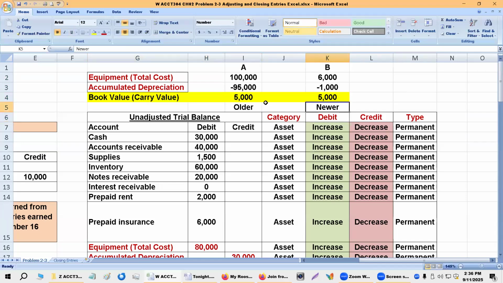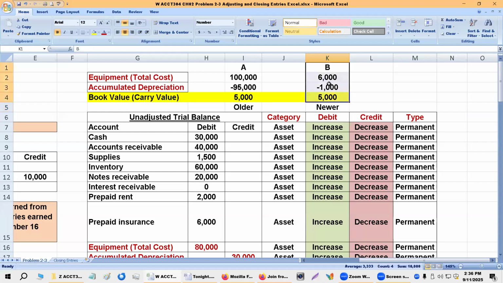Which would you rather have to replace, A or B? Well, you'd rather replace B if you could, right? Because it's only 6,000. We're replacing A. That's probably a pretty big piece of equipment. That would be 100,000. So you get this additional information that you could have these two different assets, and one of them is probably fairly new. This one's only depreciated 1,000.